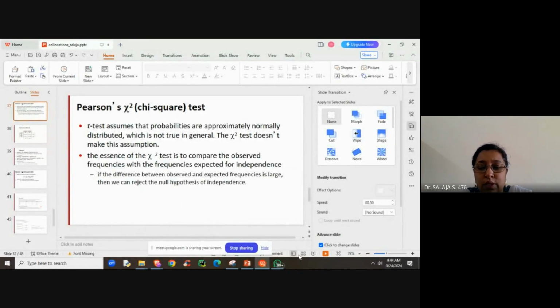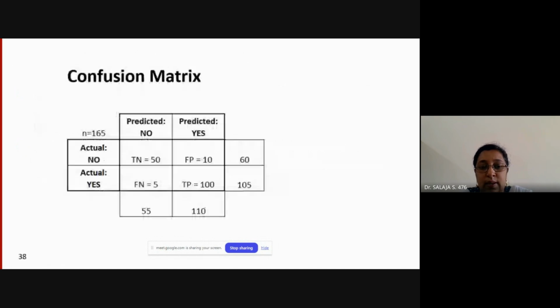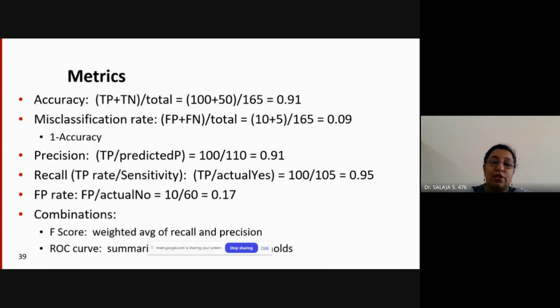We'll talk about the chi-square test. This is required because the t-test is mostly based on probability. Here we'll talk about the observed and the expected occurrences. It is mostly based on the confusion matrix. Based on the confusion matrix, we have a lot of metrics which evaluate the model.